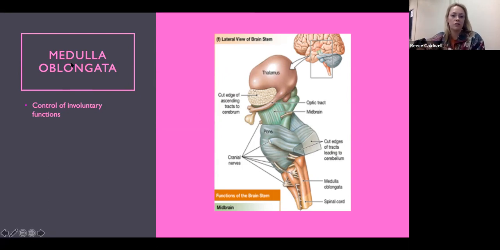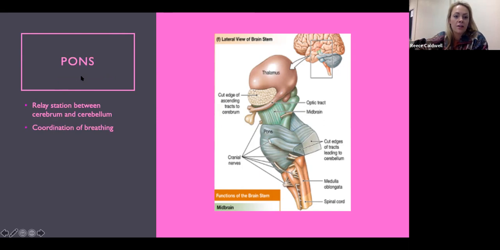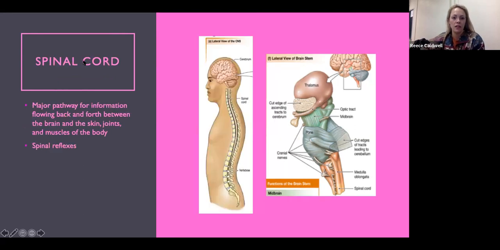But again, the medulla oblongata deals with involuntary functions such as heart rate and breathing. And then lastly, or not lastly, we have the pons, the last part of the brainstem that we're going to discuss. This is a relay station between the cerebrum, the large brain, and the cerebellum, the small brain. It also helps with the coordination of breathing. So it kind of helps our brain communicate with itself as well.